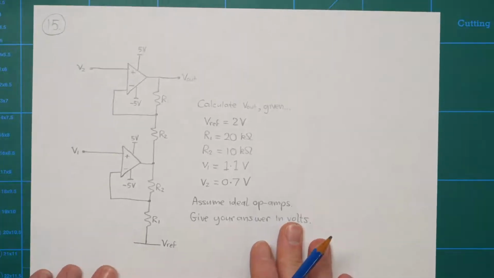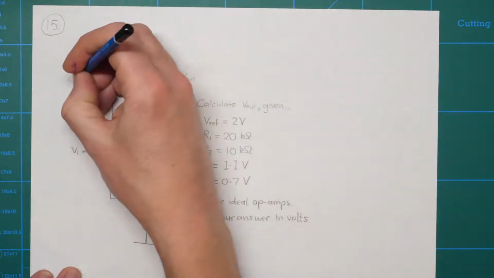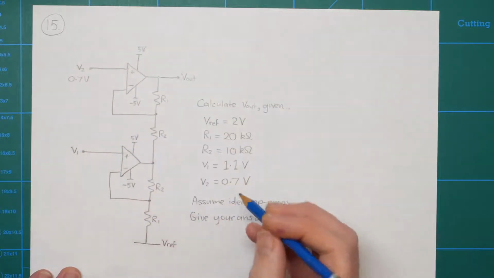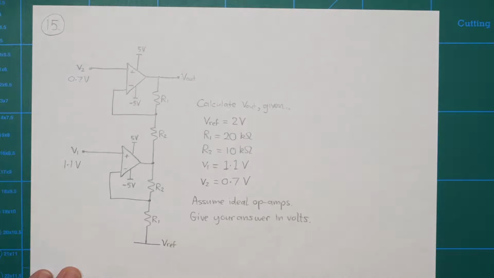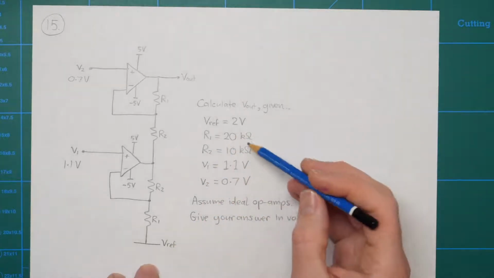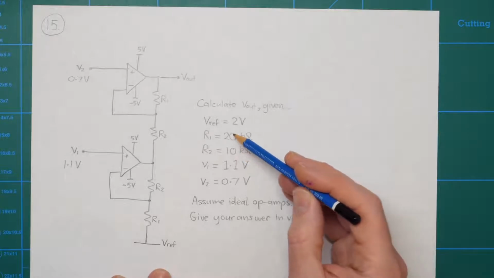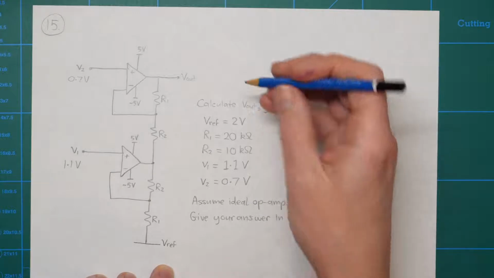So what are we looking at here? We've got V2 is 0.7, V1 is 1.1. Now the resistor values are R2 is 10k and R1 is 20k. So you're asked to calculate V out.